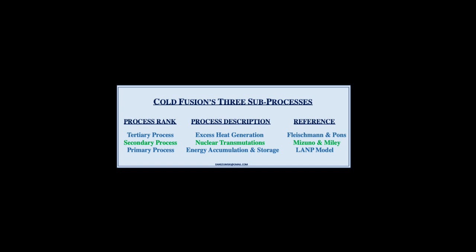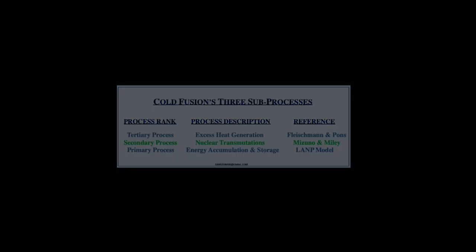individual nuclear transmutation events. The experimental hypothesis is LANP theory predicts the order in which specific nuclear transmutations occur in a thin-film nickel electrode.